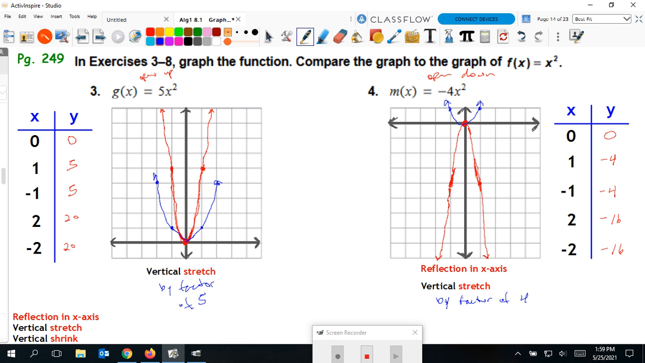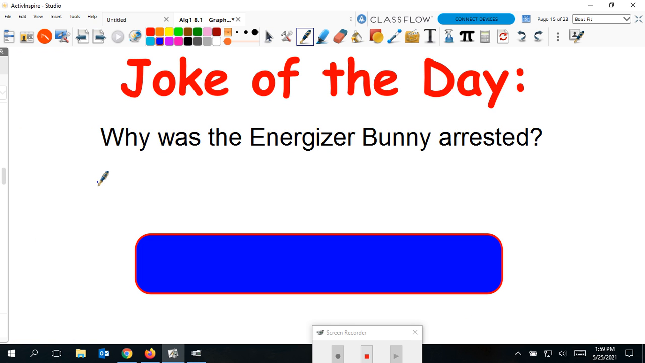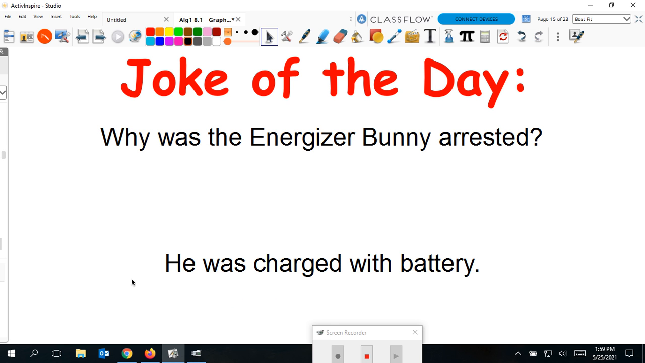All right, let's move on to the next one. In fact, I'm going to pause here really quick for our joke of the day. Why was the Energizer Bunny arrested? He was charged with battery. If you're not familiar with battery, battery means that he hurt somebody, hit somebody, beat somebody up. But yeah, Energizer Bunny is charged with battery. All right, moving on. Jokes are just too much.